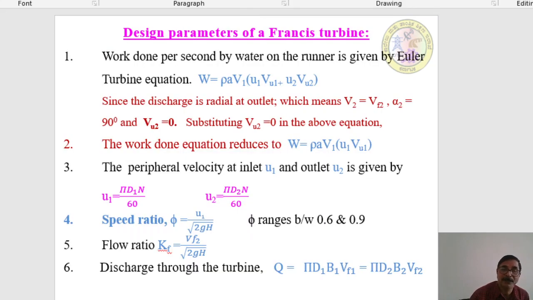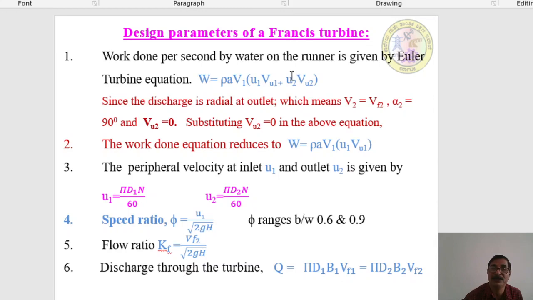Next, let us look at certain design parameters of a Francis turbine. The following are the various design parameters that are to be considered while designing a Francis turbine. First one is the work done per second by water when it strikes the runner, and it is given by Euler's turbine equation that we know: rho A V1 into (Vu1 U1 plus Vu2 U2). Here Vu2 is 0 because the water exits axially and alpha 2 is 90 degrees.